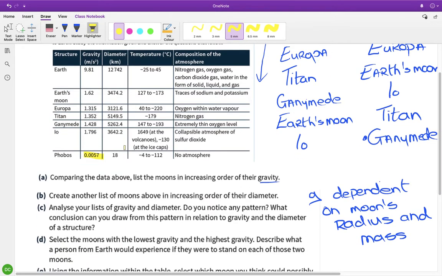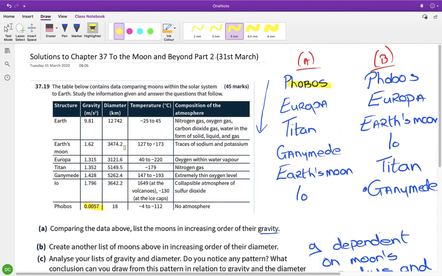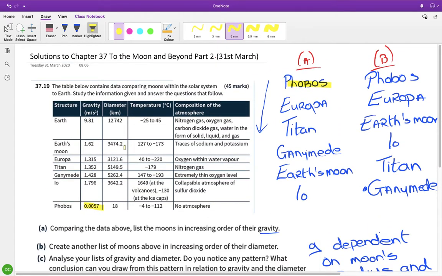Describe what a person would experience if they were to stand on each of these moons. It would be impossible to stand on that moon. There's nothing holding you there. It's an 18-kilometer diameter. It's not a particularly big planet, so obviously it doesn't have a very big gravity, and any of us don't have a big enough gravity to make any significant difference there, so you just wouldn't be able to stay there. There's just nothing holding you there. You can see here it doesn't have an atmosphere, so if there's not enough gravity to hold an atmosphere, yeah, you just float away.